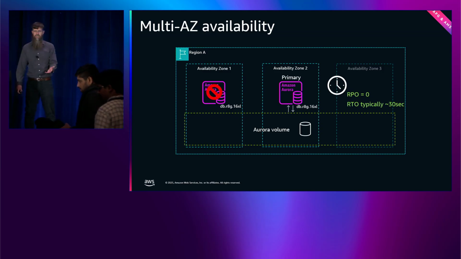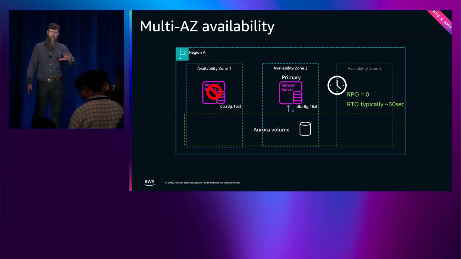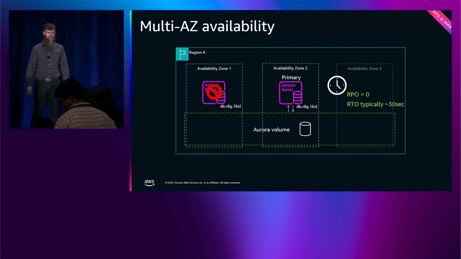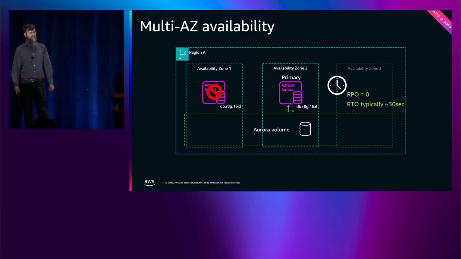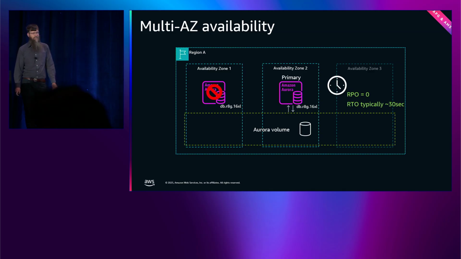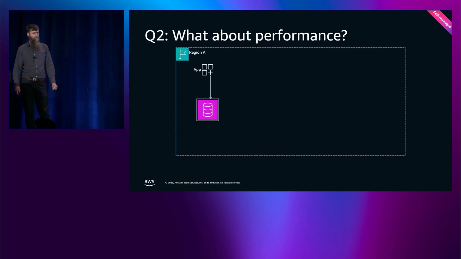We're not worried about asynchronous commits or anything like that. When you fail over, your RTO is typically around 30 seconds. So doing this is one of those patterns to get what we call the multi-AZ availability pattern. Really increase your availability. Okay.